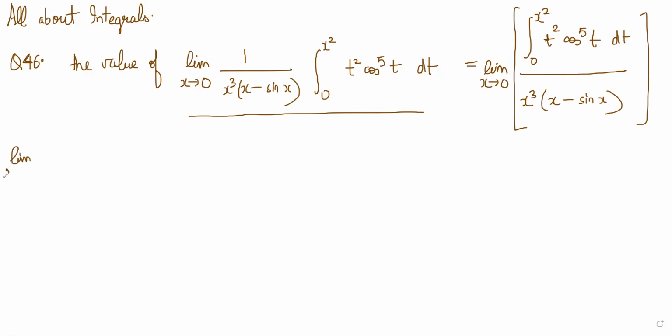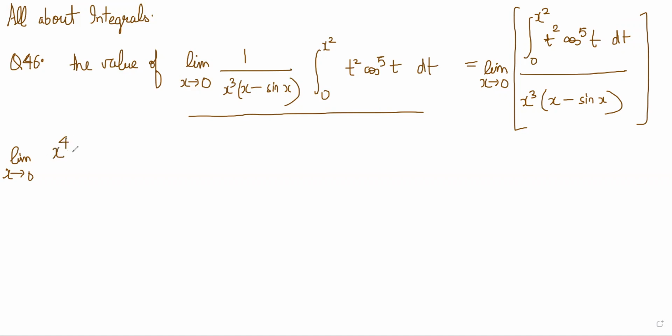So that limit will be equal to just, how do you differentiate the numerator? You put x square, the upper limit, in this function, and then differentiate the upper limit, and then subtract by putting the lower limit in the function and differentiating the lower limit. Lower limit is a constant, so the differential coefficient of the constant is 0. You don't have to do any subtraction here, but you have to put x square in place of t everywhere.